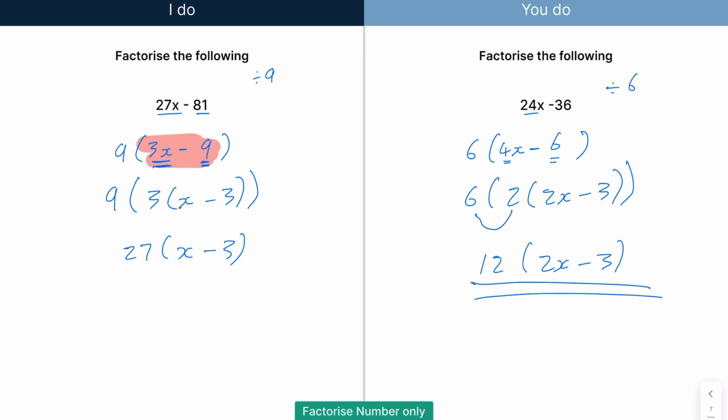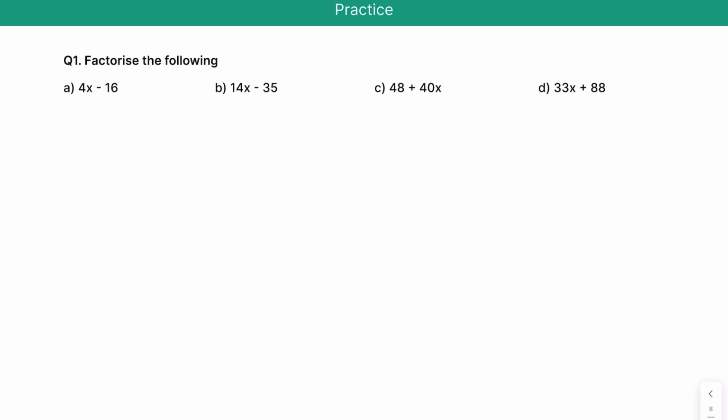But if you didn't spot that, you'll always have to ask yourself the question, is the answer in the simplest form? So here's some practice questions. Press pause and have a go. Here are the answers. Mark your work.